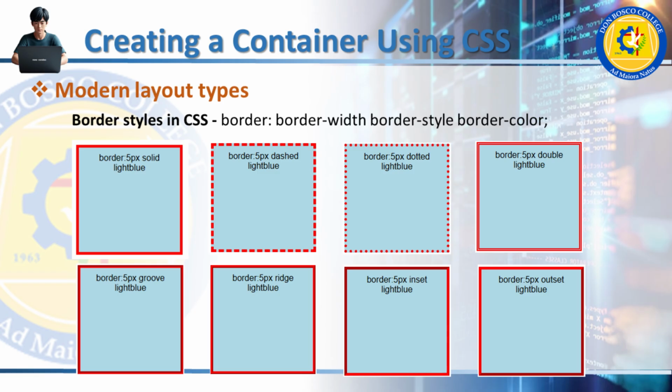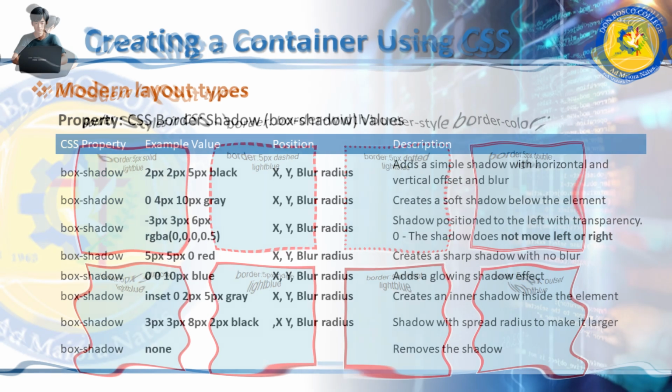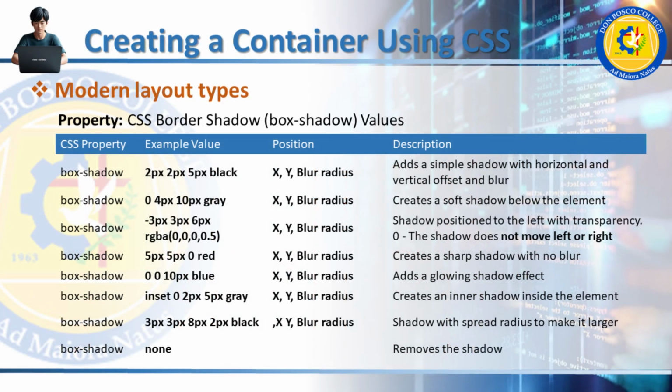The solid border displays a single solid line, while the dashed border displays a border made of dashes. The dotted border displays a series of dots, and the double border displays two solid lines. The groove border creates a 3D effect that looks carved into the page, whereas the ridge border appears as a 3D border coming out of the page. The inset border makes the element's box look embedded or pushed in, while the outset border makes the element's box appear to pop out. Let us move on to the next property, the CSS box shadow.